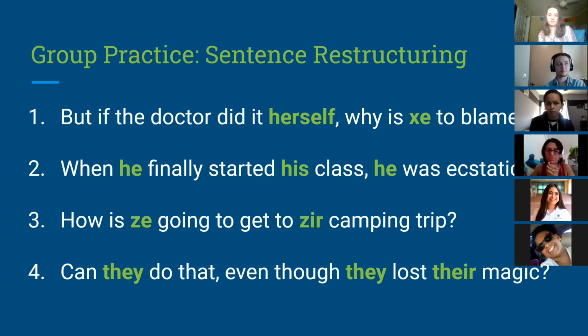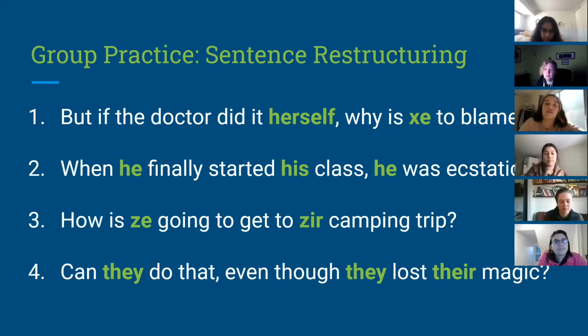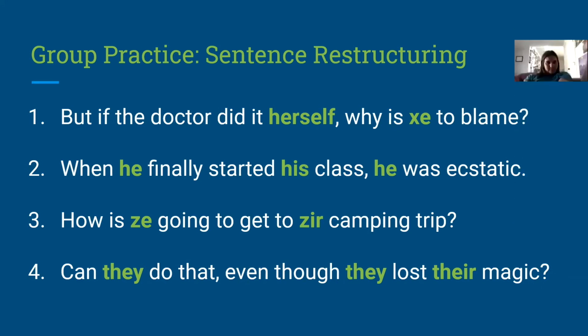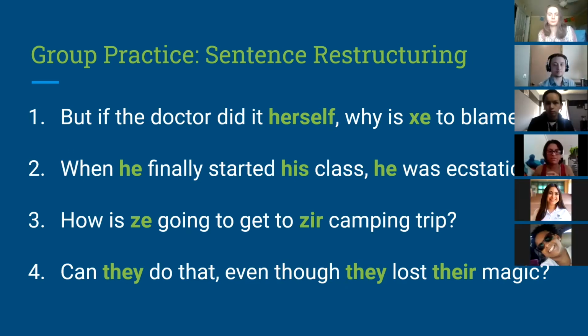I can say for number one, our group decided that it was important who was to blame, whose fault it was. And so we decided that the person being blamed was a nurse. And so the new sentence was, if the doctor was to blame, why is the nurse being blamed? It was something similar to that, but that's what we decided to restructure it as. Nice. Very nice.